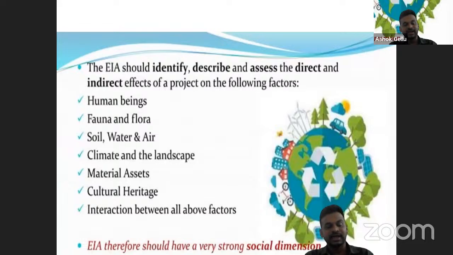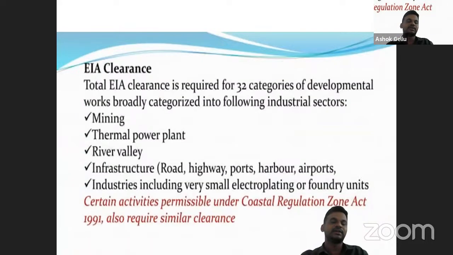About climate actions, status and landscape. About land use, material assets, cultural heritage, different religious people, they protect some important plants. Interaction between all the above factors: EIA should identify, describe, and assess the direct and indirect effects related to the project and EIA clearance.